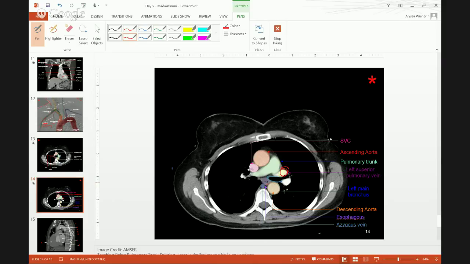Okay, other things to note, we still have our esophagus running posterior to everything here, and the azygous vein, which we don't want to forget about.